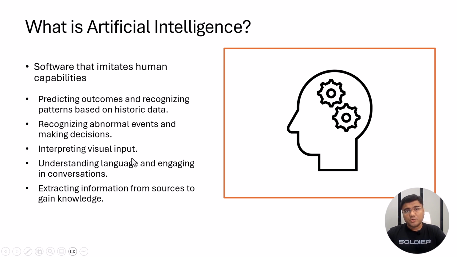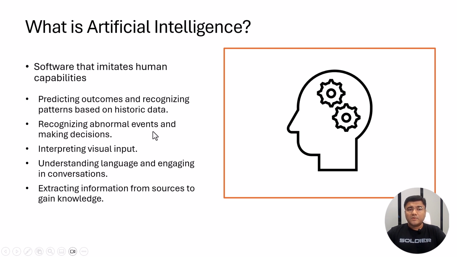We are talking about visual input. We are not talking about generating images. Visual input means you can provide an input in the form of images, videos, or maybe some camera feed. And when you do that, it is actually capable of interpreting that visual input. It can also understand language and engage in conversation, as well as help you extract information from sources to gain knowledge.